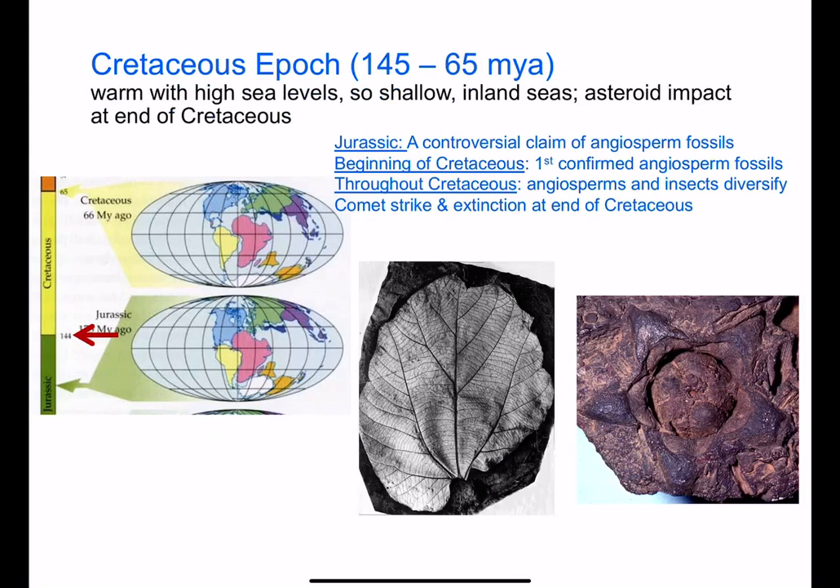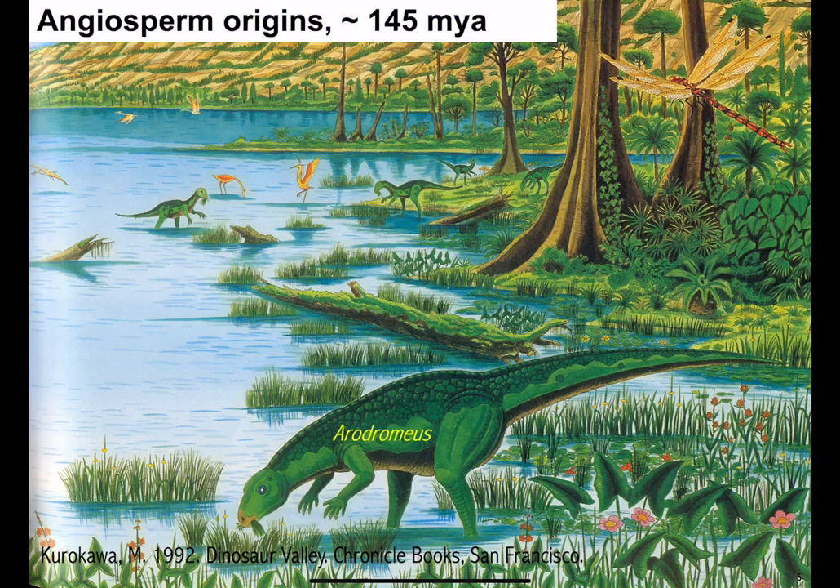There is a very controversial claim of very early angiosperm fossils from the Jurassic, before about 150 million years ago. But the first confirmed angiosperm fossil that's not debated is about 144 million years ago. This might be what the scene looked like back then: dinosaurs roaming the area, lots of insects, which had evolved and were quite large. In fact, insects are a big part of the story of angiosperm evolution.